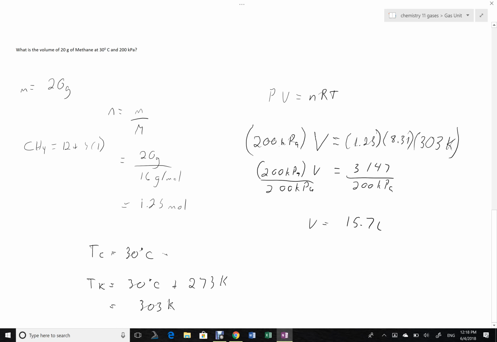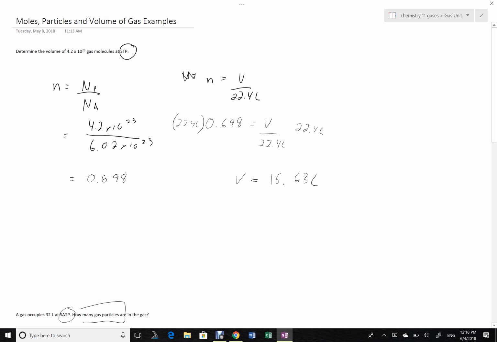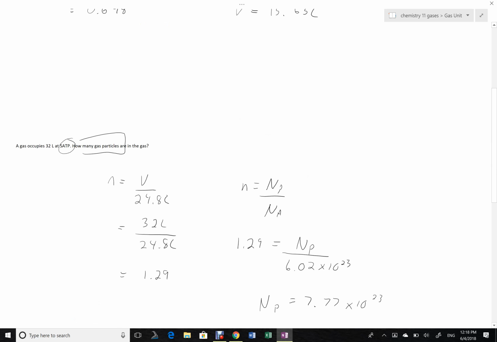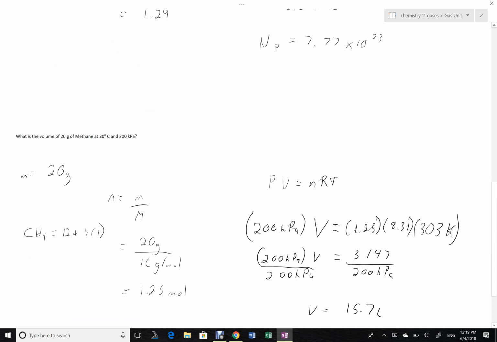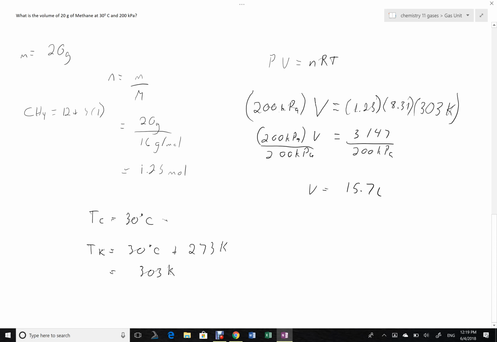So we can see in these examples how to go from a number of gas molecules to a volume if we're at STP, or the other way around, maybe we're at SATP and we're going to go from a volume to a number of particles. Or maybe we're not at either one of our special sets of conditions, maybe we're just at some random set of conditions and we can go from a mass all the way over to a volume. Either way, just standard mole calculations, just using our new formulas to find moles.